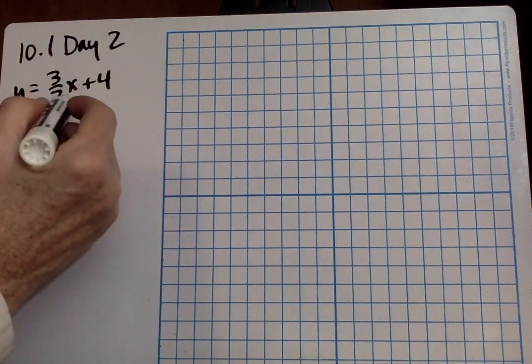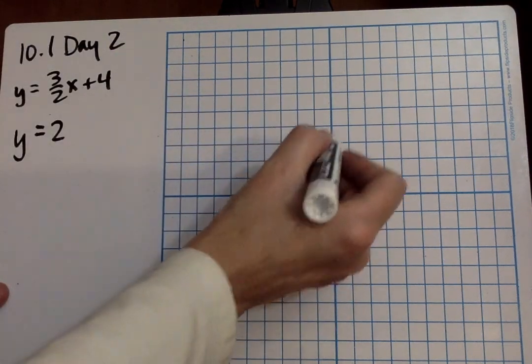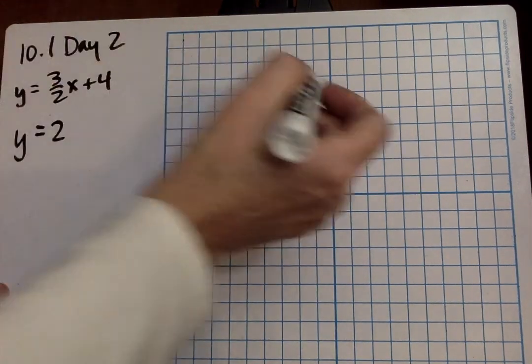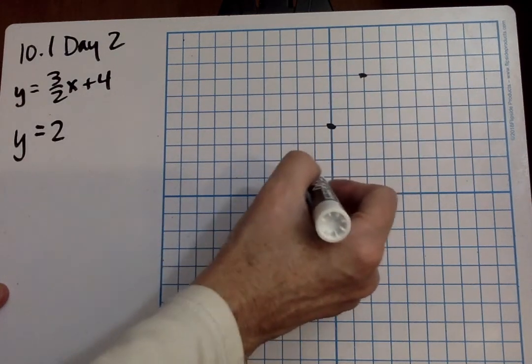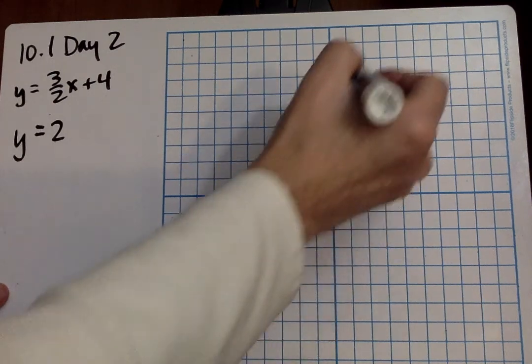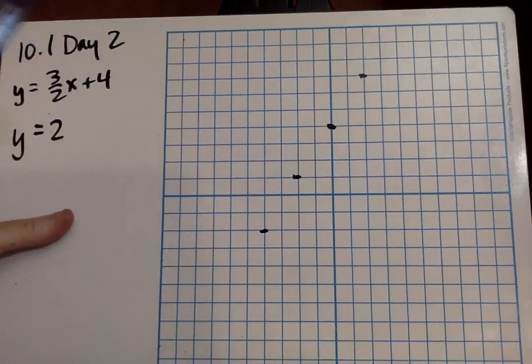Y equals 3/2 x plus 4. This tells us where we want to start the y-axis at 4. Then we go rise over run. 1, 2, 3 over 2. Down 1, 2, 3 over 2. Okay. And technically, I should probably use a ruler just to keep it straight. So I'm going to go ahead and use my ruler here.